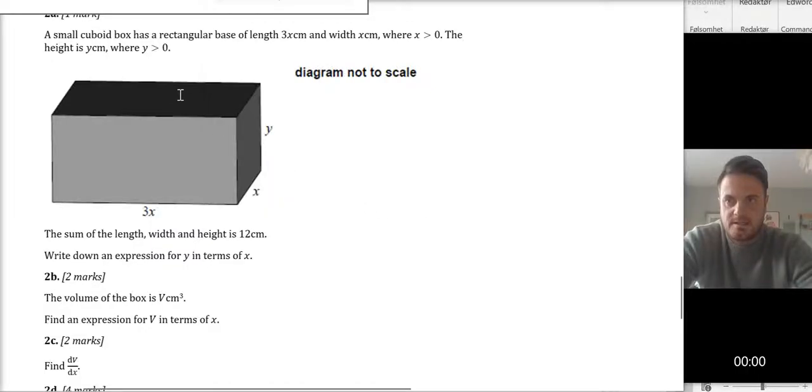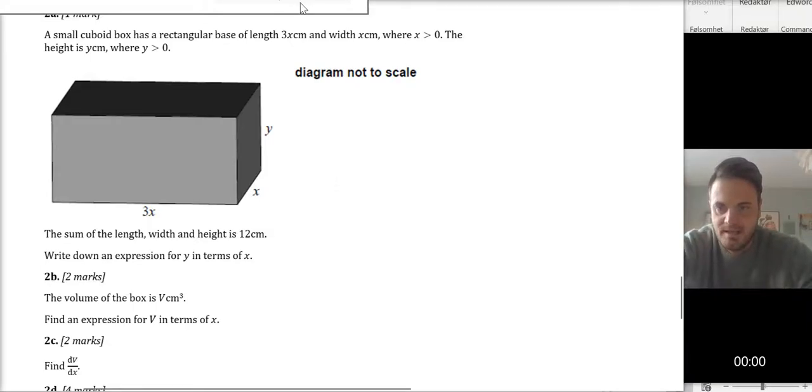Let's take a look at exercise 2. We have a small cuboid, a box with a rectangular base of length 3x centimeters this way and x centimeters the other way, and the height is y. The sum of the length, width, and height is 12 centimeters. Write down an expression for y in terms of x.